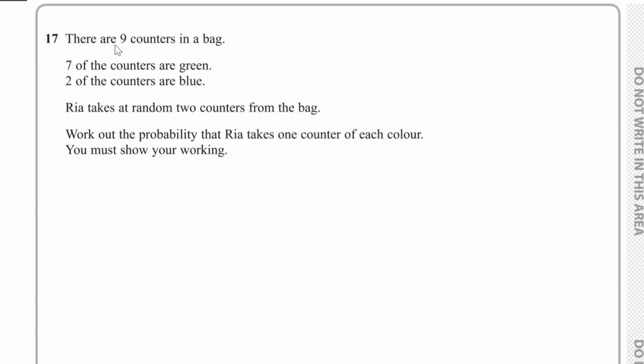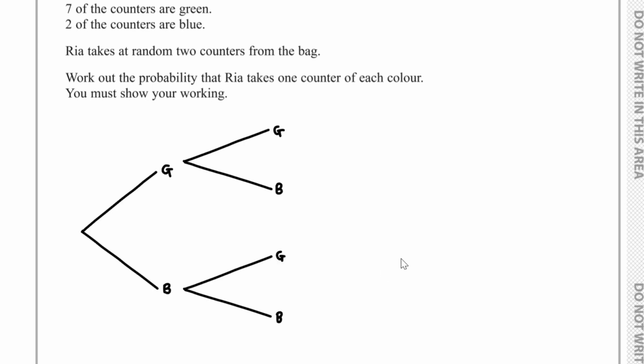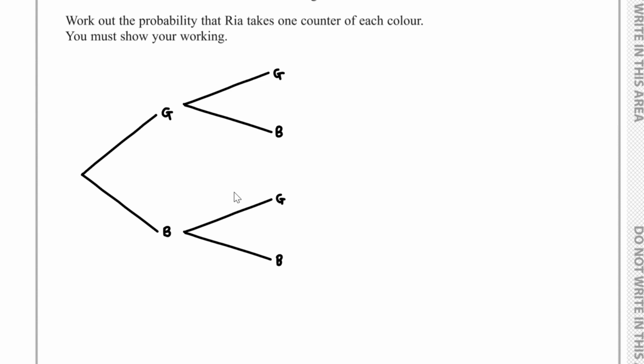Question 17. There are 9 counters in a bag. 7 of the counters are green, 2 of the counters are blue. Ria takes at random 2 counters from the bag. Work out the probability that Ria takes 1 counter of each colour. You must show your working. Well, here there's 2 instances. We pick a counter from the first bag and then pick a counter from the second bag. So what we can do here is draw a tree diagram. So here is our tree diagram.